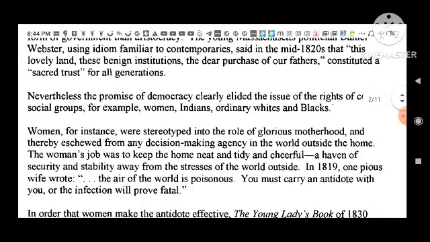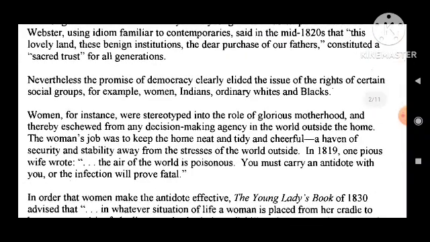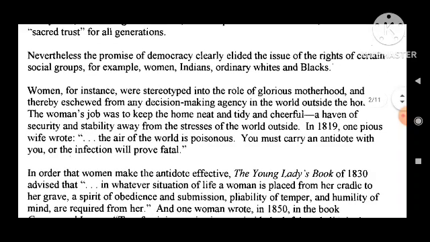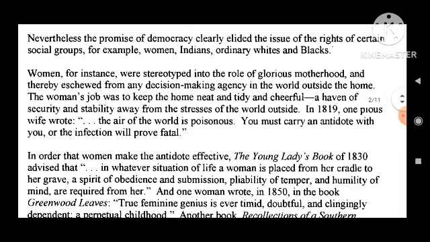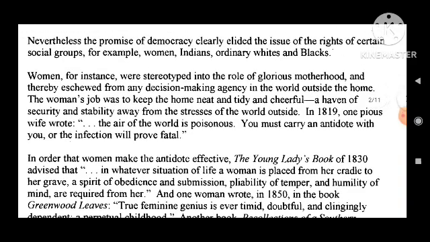Nevertheless, the promise of democracy clearly eluded the issue of the rights of certain social groups, for example, women, Indians, ordinary whites, and blacks. Women, for instance, were stereotyped into the role of glorious motherhood and thereby excluded from any decision-making agency in the world outside the home.